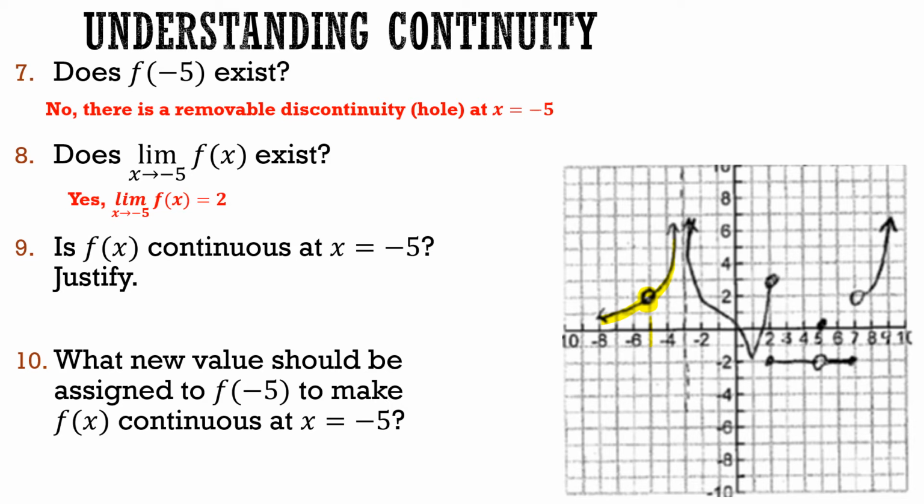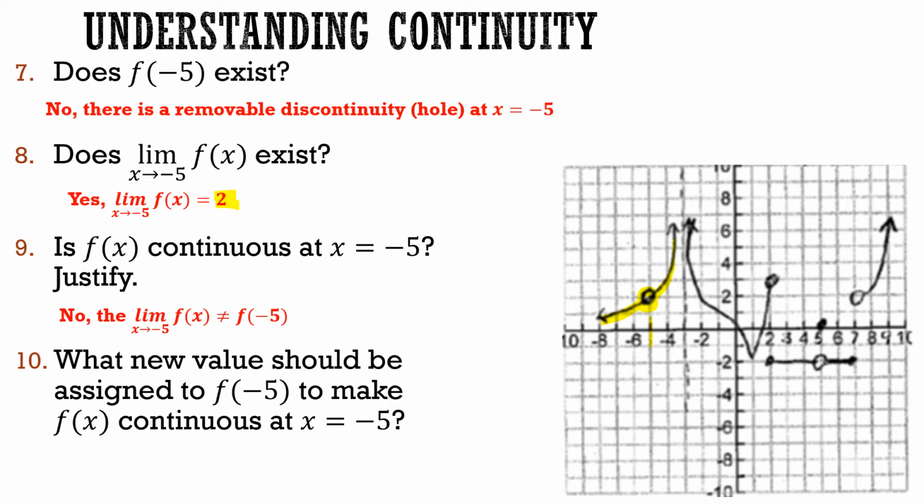Number 9 says, is f of x continuous at x equals -5? Again, remember our definition. The limit must exist from the left and the right, and the function itself has to exist at that point. In other words, the answer to number 7 must equal the answer to number 8. Well, for number 7, our function doesn't even exist there. So even though number 8 is 2, number 7 does not exist. Therefore it can't be continuous, because the limit doesn't equal the function value, because the function value doesn't exist.